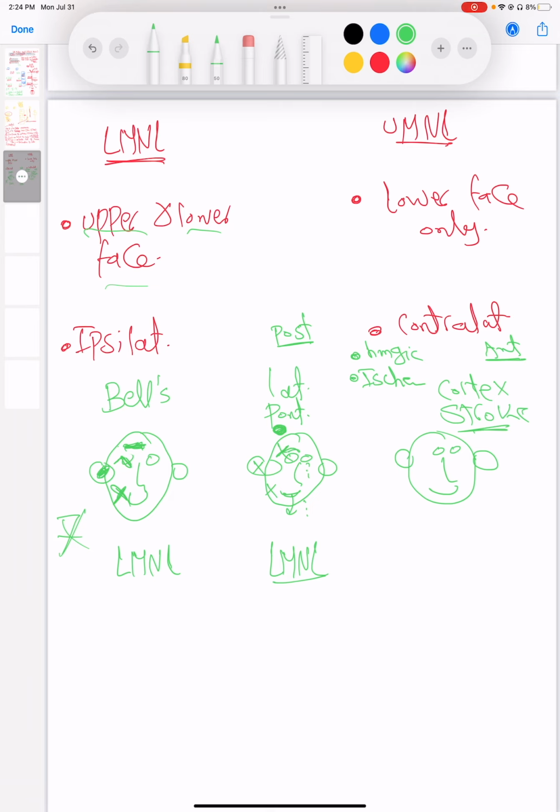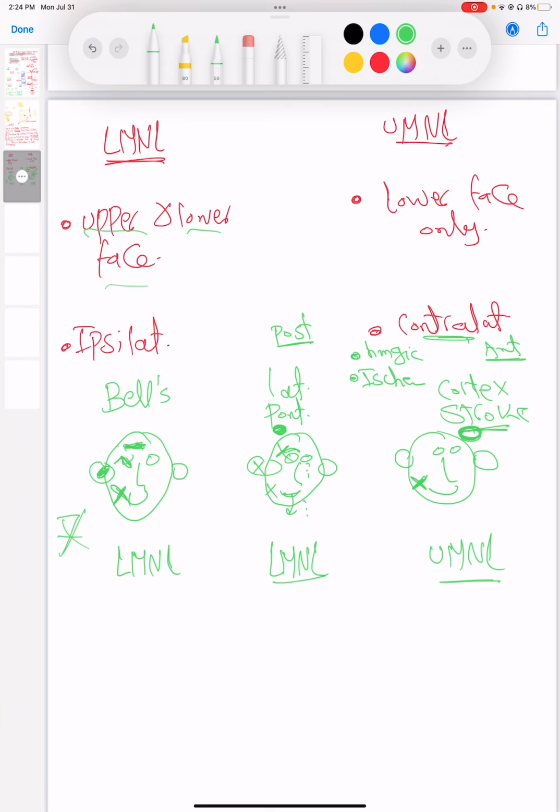If we go to the stroke symptoms, that's upper motor neuron lesion, and if it's upper motor neuron lesion, then it involves only the lower face, so it only involves this part, and it has to be contralateral, so it's the other side. So if we compare, let's compare very fast between Bell's palsy and lateral pontine.